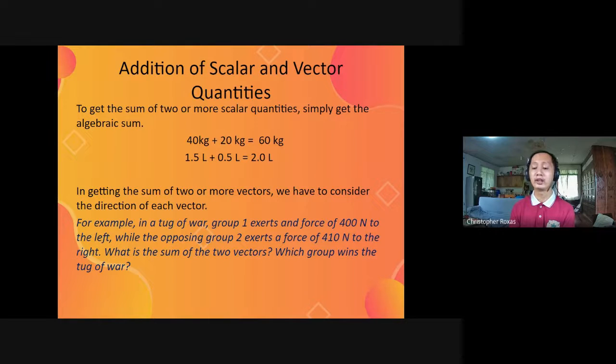So in this situation, you have force, and we know that force is a vector quantity. It has direction. In the tug of war, the two forces are in opposite direction. You have to the left and to the right. So for the forces exerted by group 1 and group 2, how do we get the sum of these two vectors?